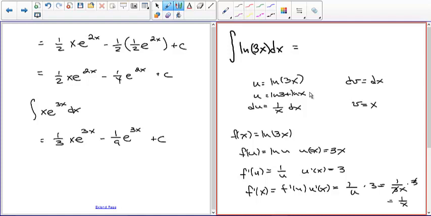The ultimate answer here would be you take u times v, so we'd have x times the natural log of 3x minus the integral of v du. So these cancel out, and you just end up with the integral of dx. So you get x times the natural log of 3x minus x plus c.